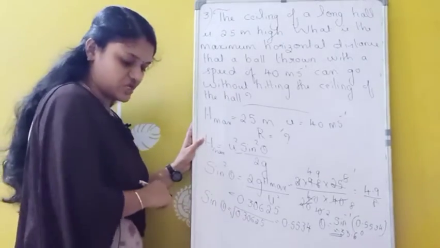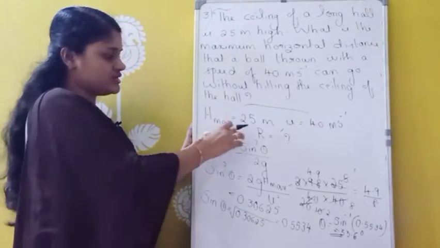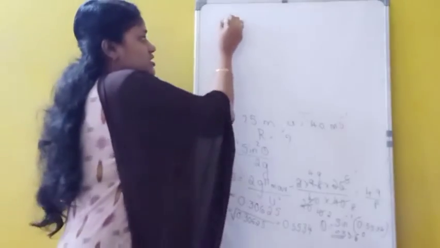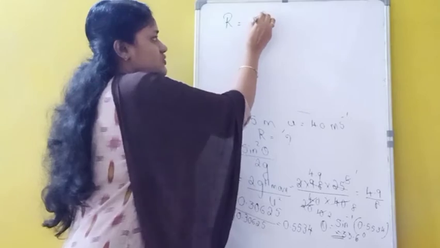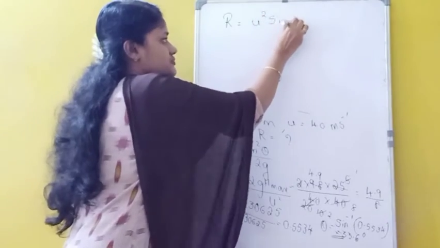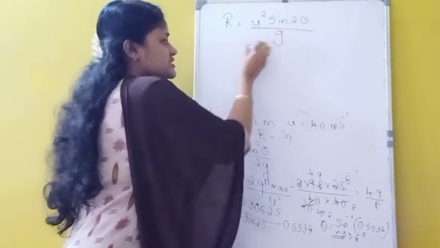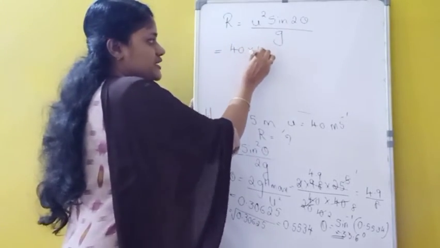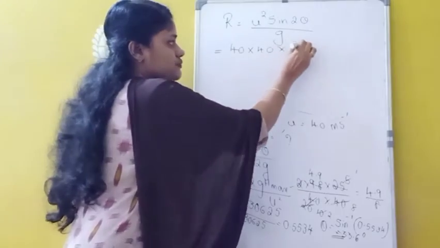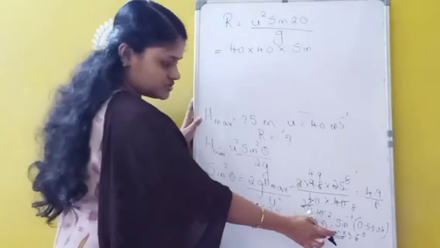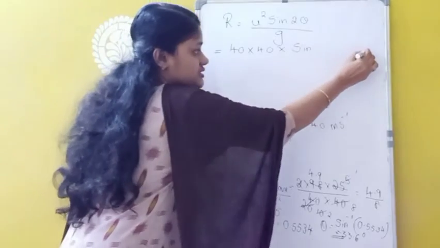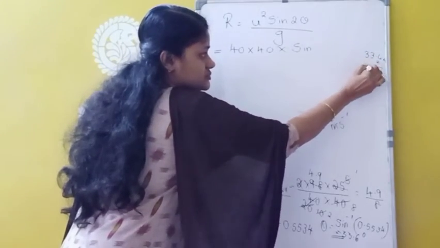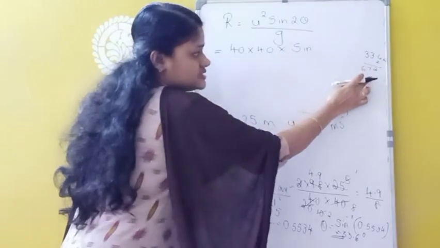Now we got the value for theta, and what we have to find out? We have to find the range. Range R equals, the formula is u square sine 2 theta by g. What is the u value here? 40. So u square means 40 into 40 into sine 2 theta. That means 2 into the theta value 33.6, so 33.6 into 2, you will be getting 67.2.